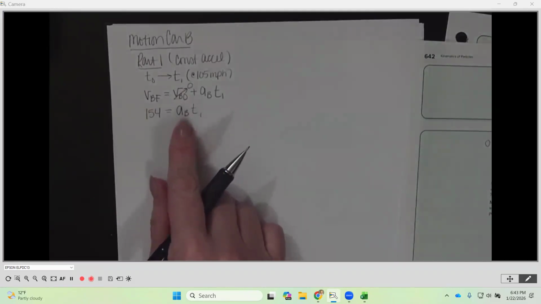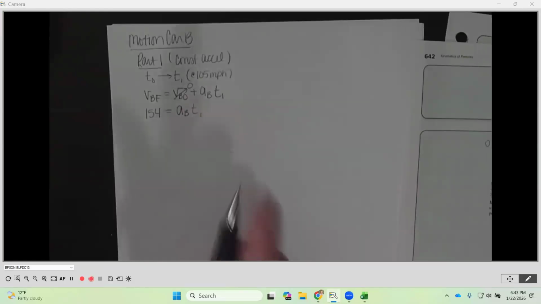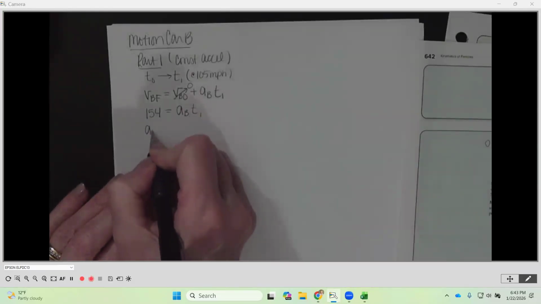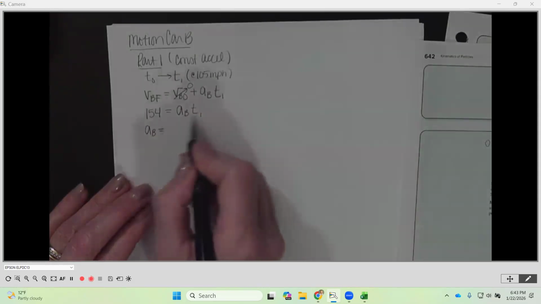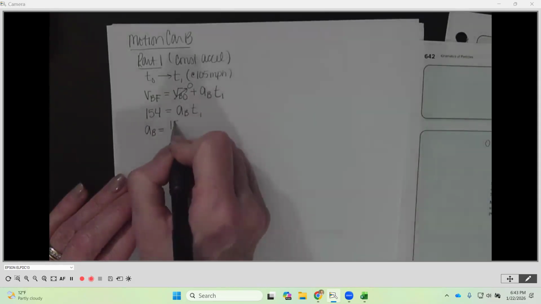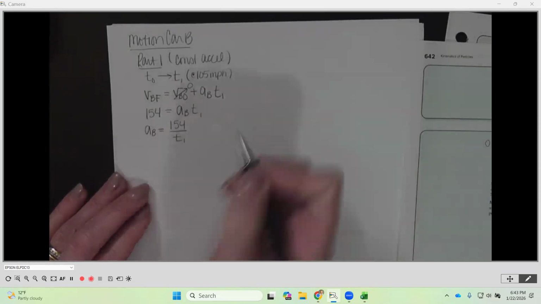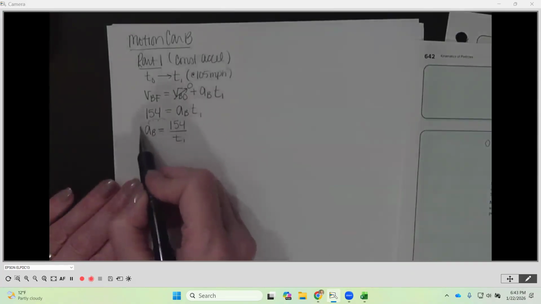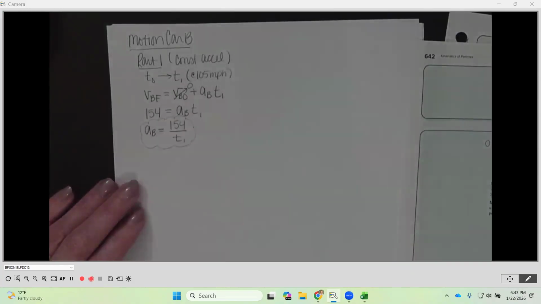Now, because it's asking what is the acceleration of B, we're just going to rearrange this equation. So the acceleration of B is equal to 154 divided by T1. We're just going to let it sit there just like that because there are 2 unknowns in that equation. We can't go any further.